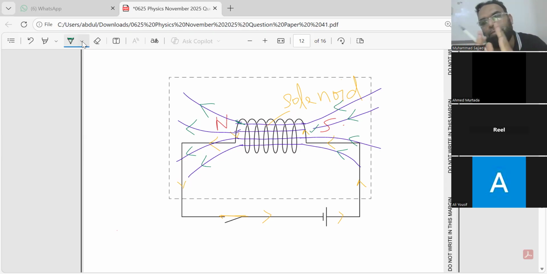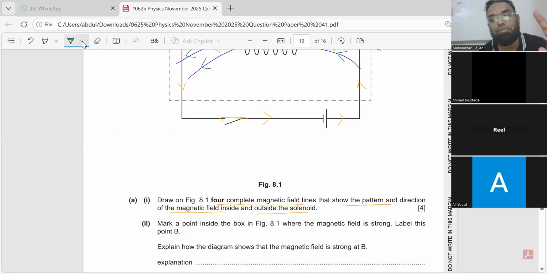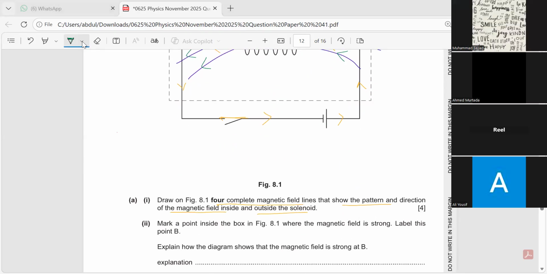Inside the solenoid, lines will be closer, equally spaced to show the field is uniform as well as strong. But as the field lines come out of the solenoid, they will start spreading, which shows field is non-uniform, and also field is getting weaker. And this is for 4 marks. This is a bit tricky, but very simple if you know better how to use the right hand grip rule, not Fleming's rule, right hand grip rule.